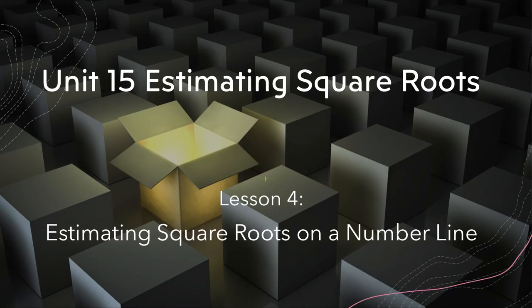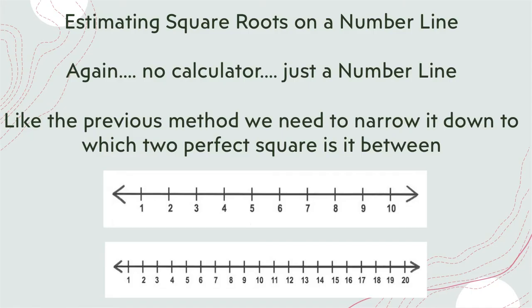All right, we're going to start Unit 15, Lesson 4, and we're going to still be using our estimating square roots, but this time we're going to be using a number line to help us identify that and mark our points in our tenths place on that number line. So we're going to do the same kind of concept that we've been doing with no calculator, but now using a number line to help us estimate our square root.